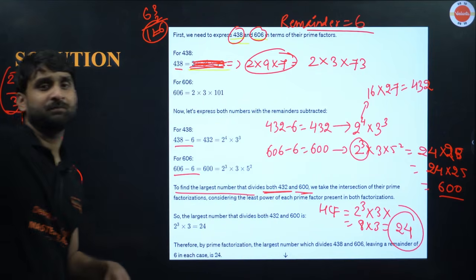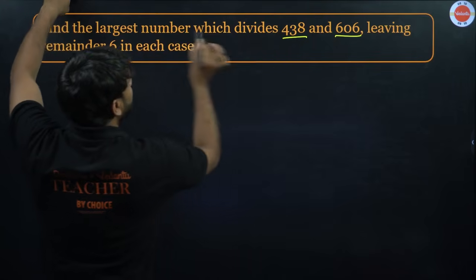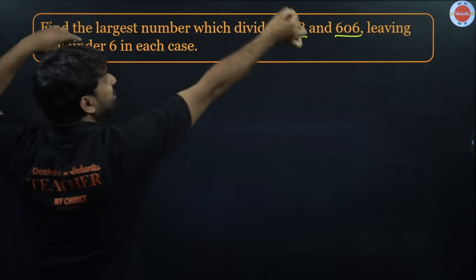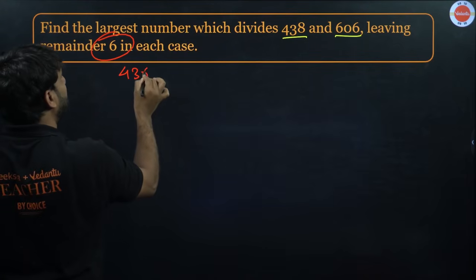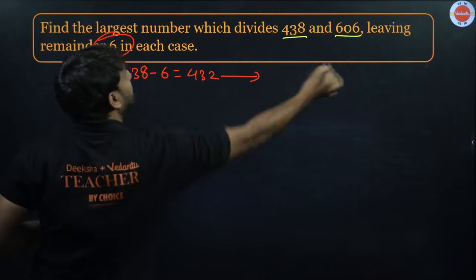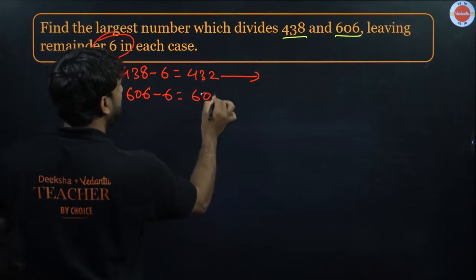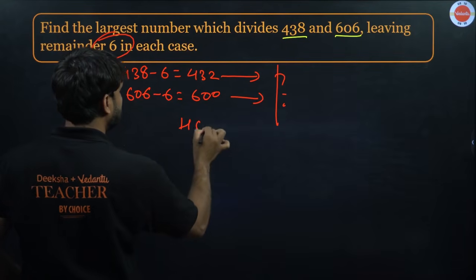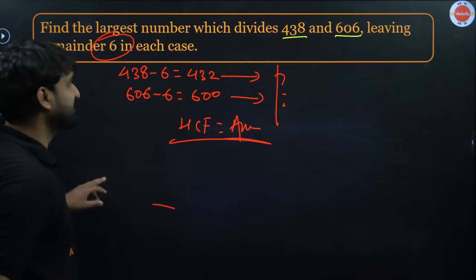You can verify. So what we have done here, listen, my dear. Whenever such a question comes up in front of you, find the number which divides these two numbers, leaving the remainder 6. So always subtract the 6 from the values. Subtract the 6, this is 432, and take the prime factorization of this. Now from 606 subtract 6, and take the prime factorization of whatever number comes. Find out the HCF of those, and this will be the answer.